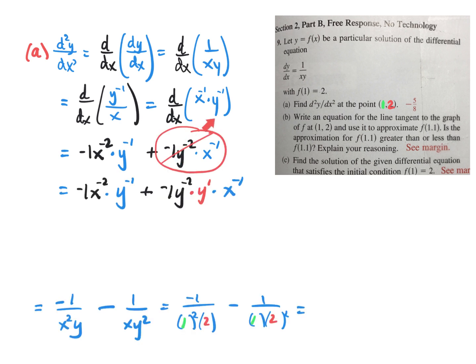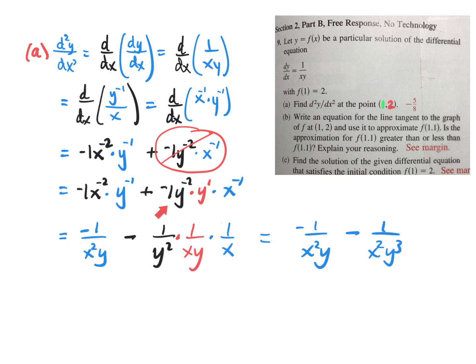So the derivative of that second factor is negative 1 y to the negative 2 multiplied by the derivative of the inside, which is y prime, times x to the negative 1. All right, and we know that y prime is equal to 1 over xy. So we'll make that substitution. So we have minus 1 over y squared times y prime, which is 1 over xy, times x to the negative 1. Or in other words, 1 over x squared y cubed for that second term.